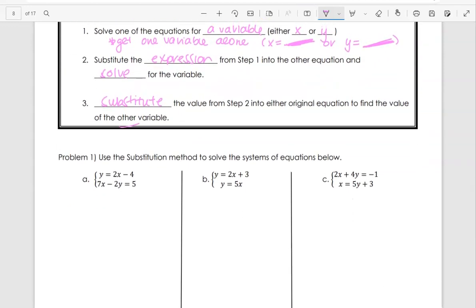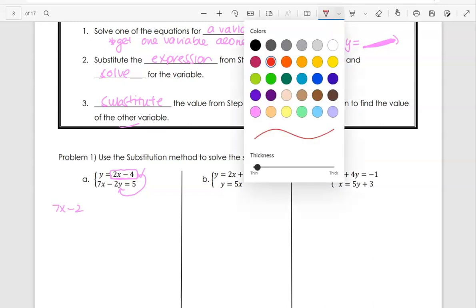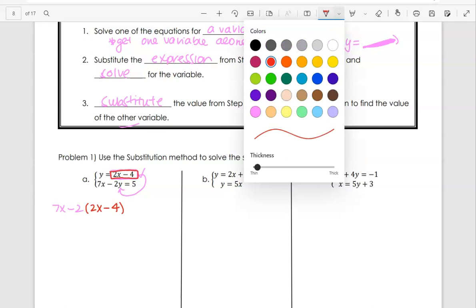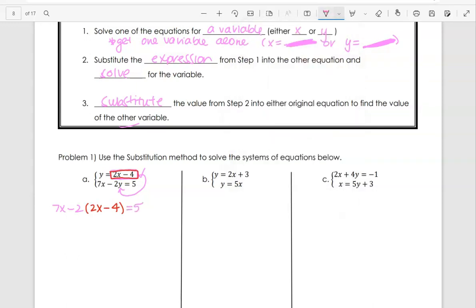The first step says solve one of the equations for a variable. We need to have either x equals or y equals. Notice for problem A, well, this is cool. I already have one variable isolated, right? That y is already by itself. So what happens, I'm going to take this expression, this part of the problem, 2x minus 4, and substitute it for y because it equals y in the other equation. Okay, so watch me very carefully. In that other equation, I'm going to have 7x minus 2, but instead of y, I'm going to have the expression in the box here, 2x minus 4 equals 5.